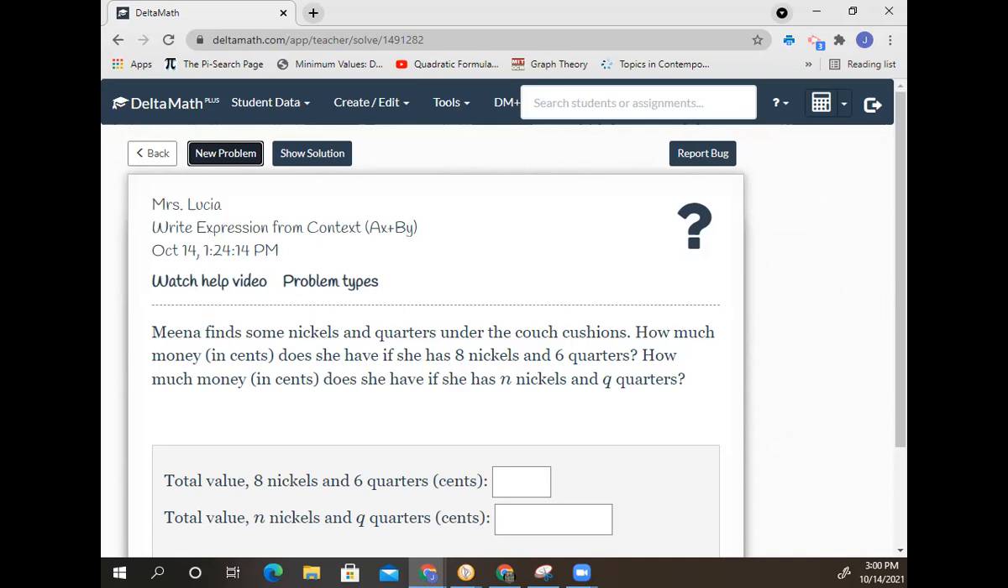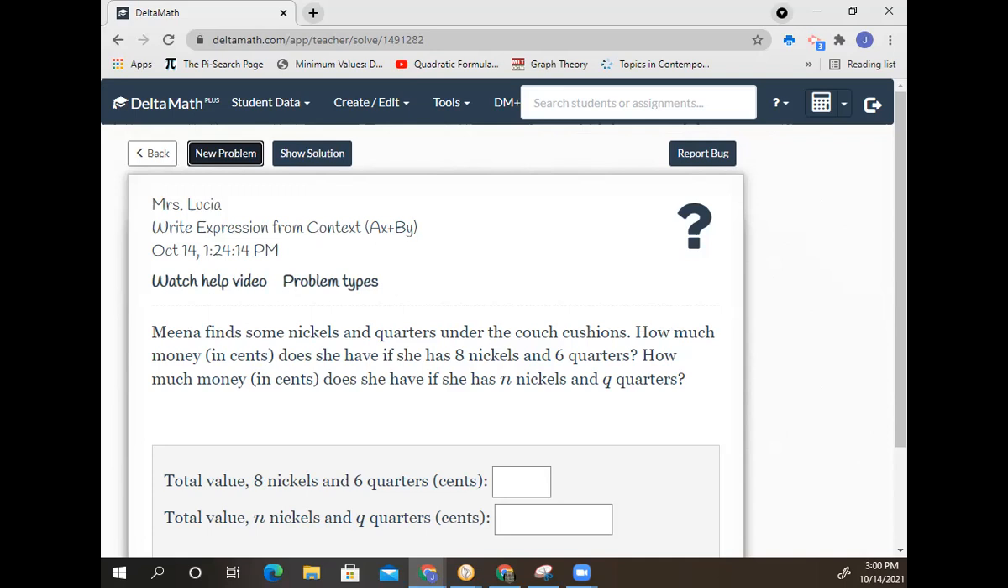So whatever I get from adding up my money from my 8 nickels and my 6 quarters, that's what's going to go in the first box. So you're going to have some sort of concrete number answer that goes in the first box. In the second box, you're going to give me an expression. So that's what the second question is asking. How much money in cents does she have if she has n nickels and Q quarters?